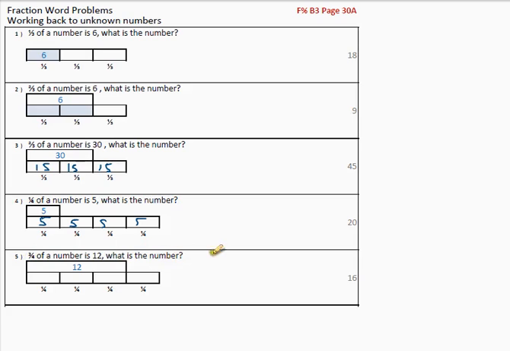3/4 of a number is 12. What is the number? 3 parts is equal to 12. What is 1 part? 1 part is 12 divided by 3. 4. And that is 4, and that is 4, and that is 4. In other words, 4 times 4 gives us 16. Okay?